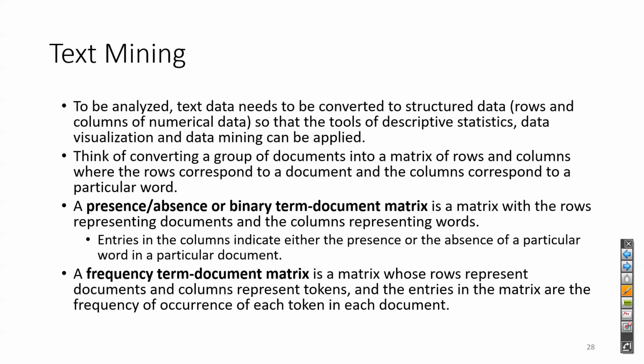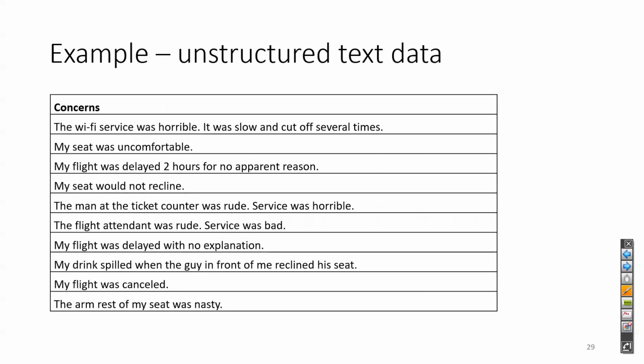The second type is what we call a frequency term document matrix. For that one, we count how many times each of those words shows up. So obviously, if you prefer to get more insight from the data you have, the frequency term document matrix will be the way to go. The binary one will provide you less information. So this is an example.